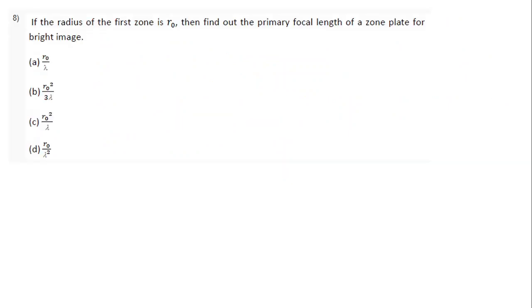Okay. So question number 8 is: if the radius of the first zone is R0, then find the primary focal length of a zone plate for a bright image. We know this condition for the Fresnel zone plate, which we had derived: 1 over u plus 1 over v, which is equal to 1 over f, is equal to (2n minus 1) times lambda divided by Rn square. Rn is the radius of that particular zone, n is the order of that zone, and lambda is the monochromatic wavelength that we are using.